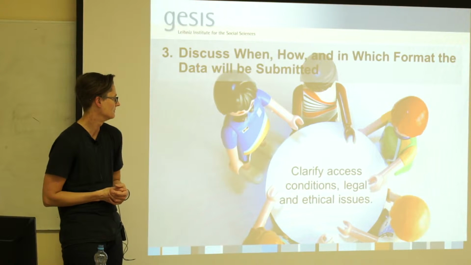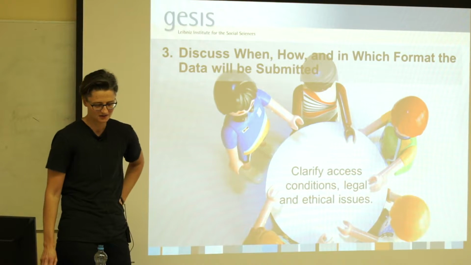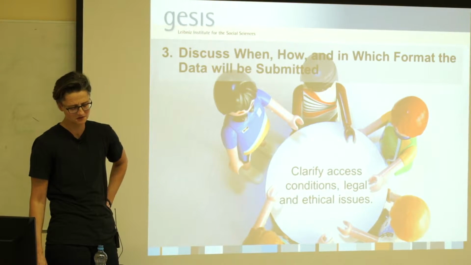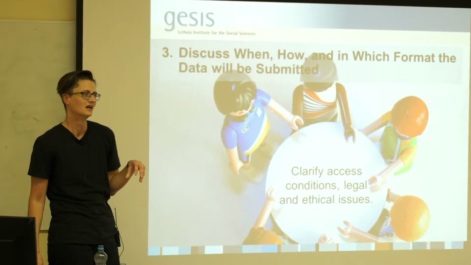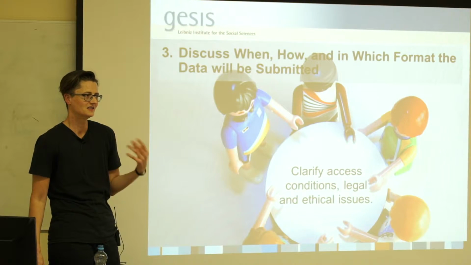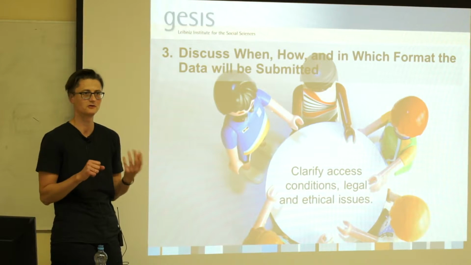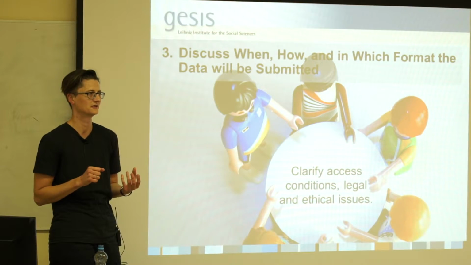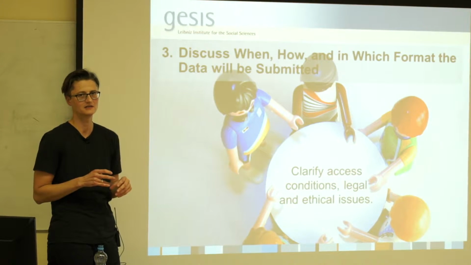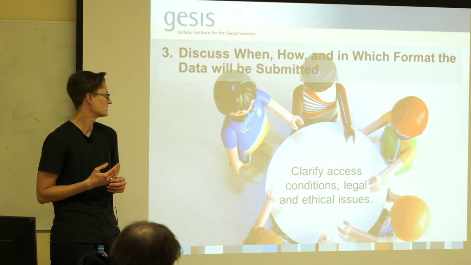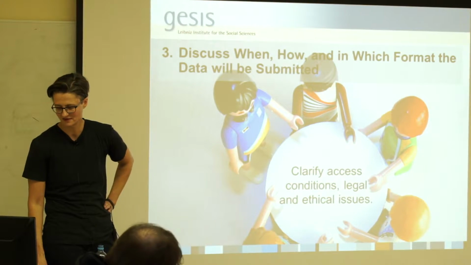And at this point, it can also be good to talk about the legal and ethical issues that we already discussed. Because ideally, the archive, for example, can give advice on how to formulate the informed consent before you collect the data, to make sure that the data can be archived. So all of this, these are areas that archives can give advice on.